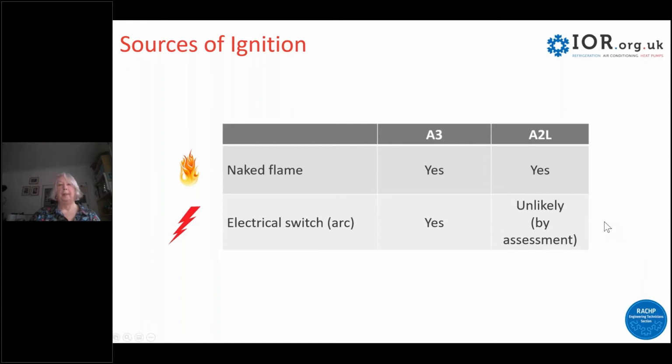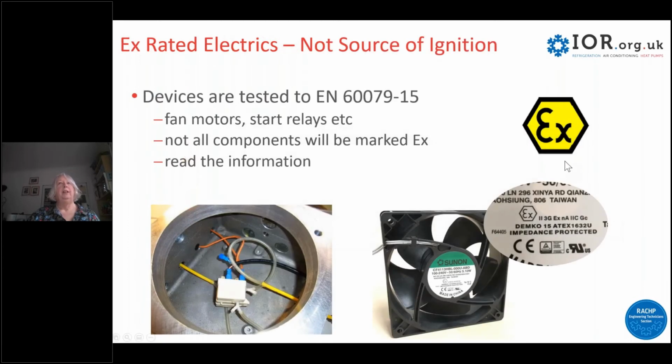But of course, there are electrical devices that are EX rated, which means they've been designed and tested to a specific standard. And if they are EX rated, then they will never be sources of ignition for any of the flammable refrigerants. And you know they're EX rated because they'll have the little EX label on them somewhere. From a service point of view, one of the really important points is that if you've got an EX rated component that you're changing, you must change it like for like.